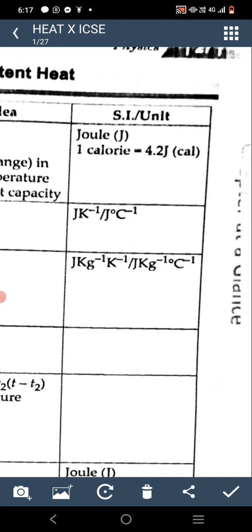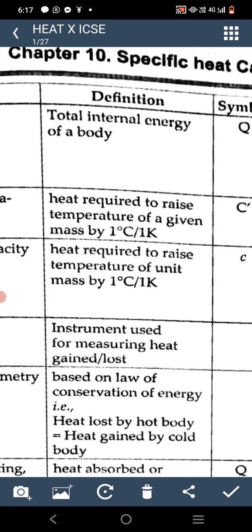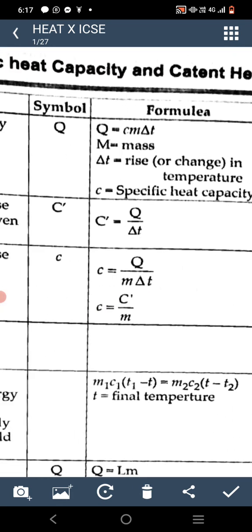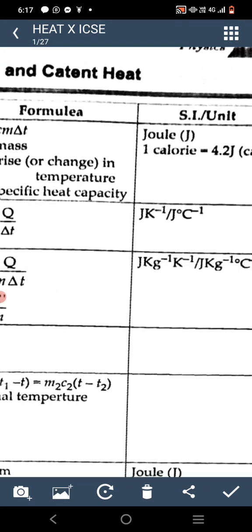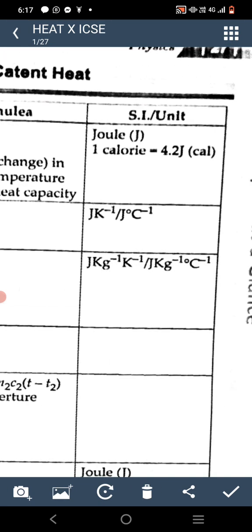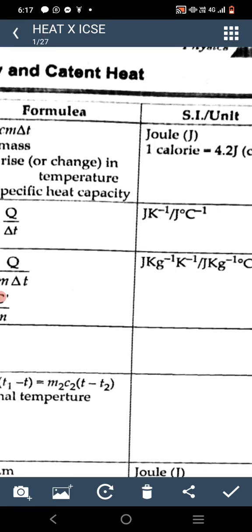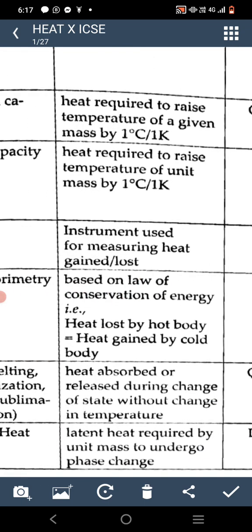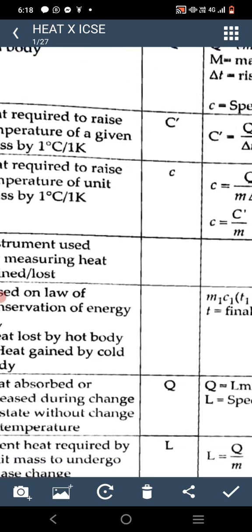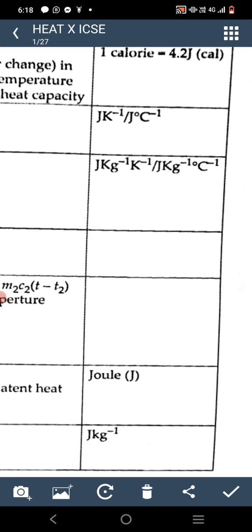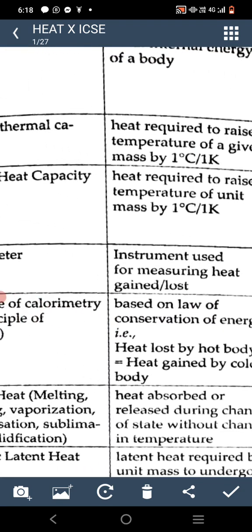The SI unit of heat is joule, and 1 calorie equals 4.2 joule. The unit of heat capacity is J per K, or J per degree C. The SI unit of latent heat is joule, and the SI unit of specific latent heat is joule per kg.